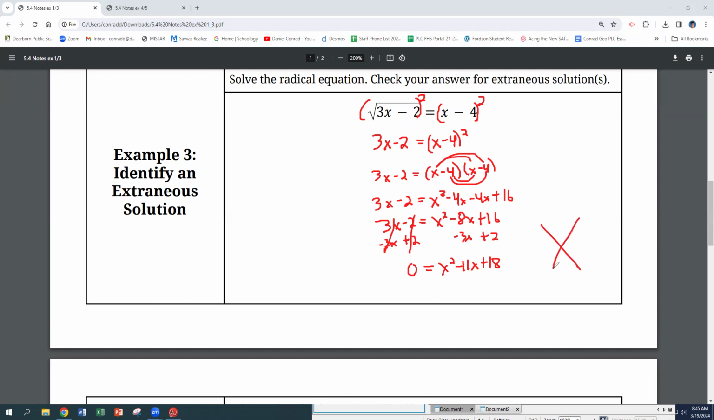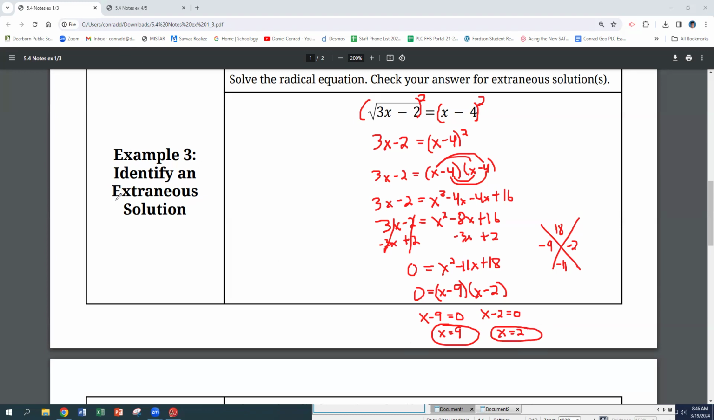All right, I can use my x method now. I need 2 numbers that multiply to 18, add to negative 11. That's going to be negative 9 and negative 2. So I have x minus 9 and x minus 2, which means my 2 solutions here are going to be positive 9 and positive 2. So if I add 9 to both sides, I get x equals 9. If I add 2 to both sides, I get x equals 2.